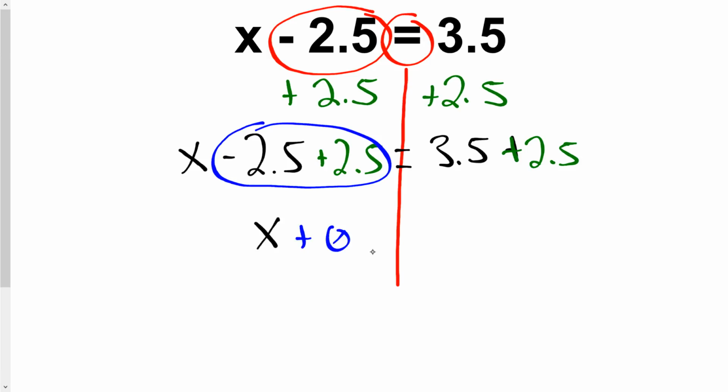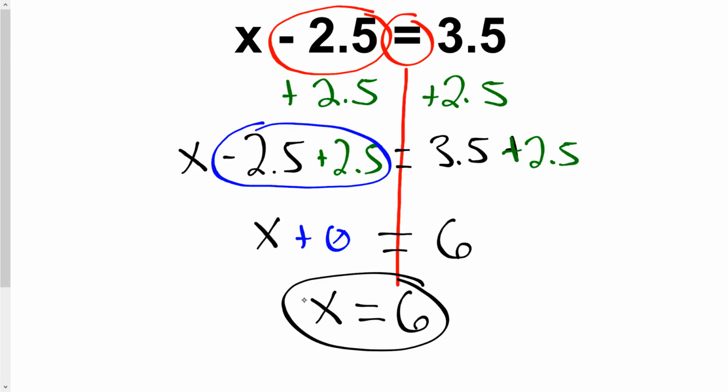So x plus 0. You guys probably already know what that is. 3.5 plus 2.5 gives me 6. Check that out in your calculator if you need to. x plus 0 is just x. So I have x equals 6. And you can substitute back in to check that out if you'd like to, and correct me if I'm wrong in class tomorrow. So that's addition property of equality.